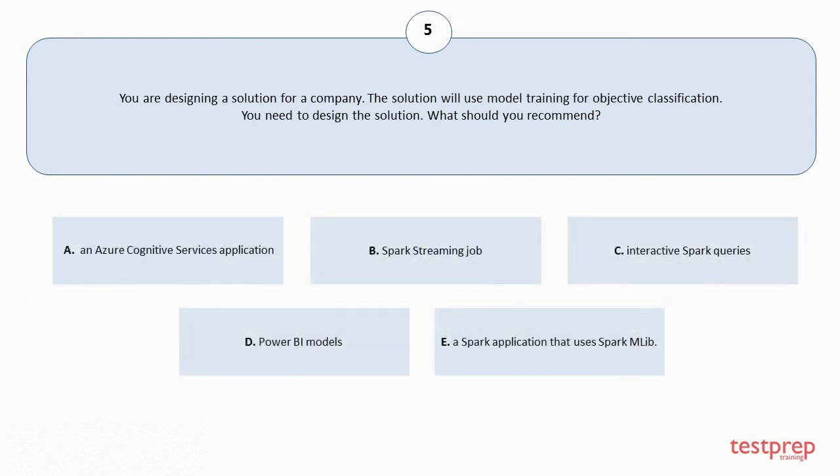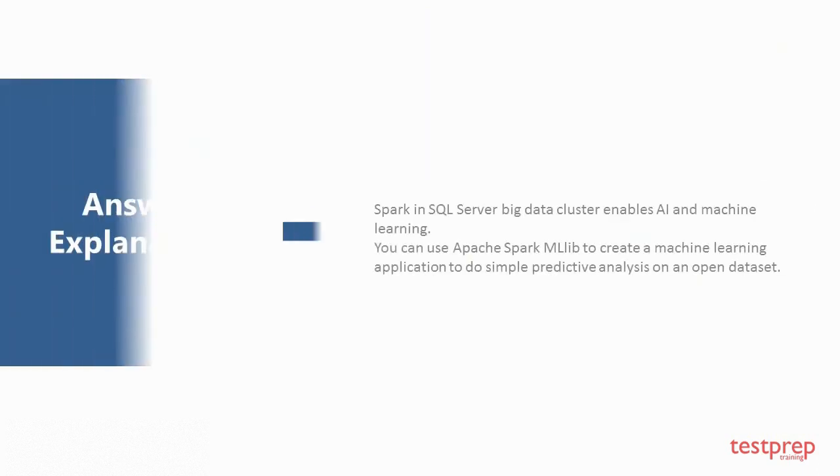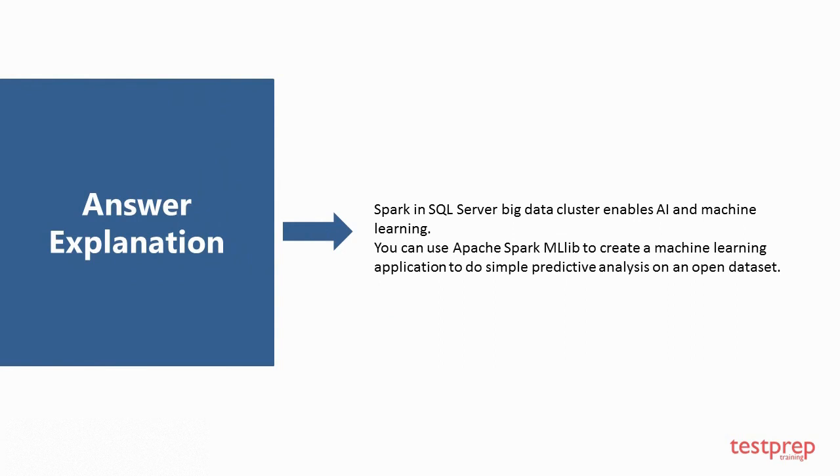Your options are A. An Azure Cognitive Services application. B. A Spark streaming job. C. Interactive Spark queries. D. Power BI models. E. A Spark application that uses SparkMLib. The correct answer is option E. You can refer the following for the explanation of the answer.